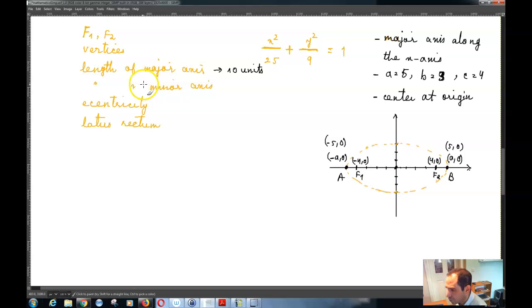Now these two points, if you go along the minor axis, point C and point B, this point is at 0 comma b, and this point is at 0 comma negative b, and your b is equal to 3. I'm sorry, b.